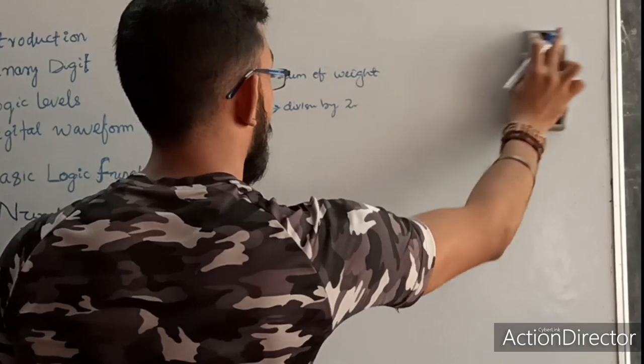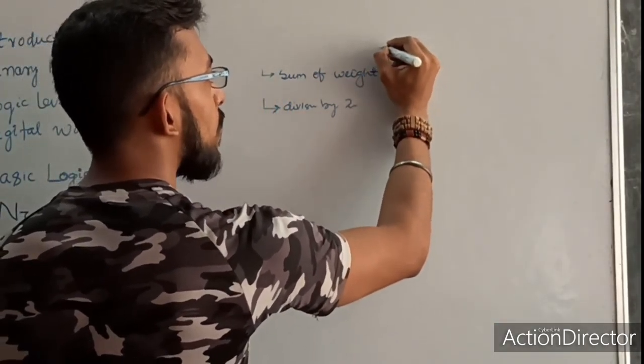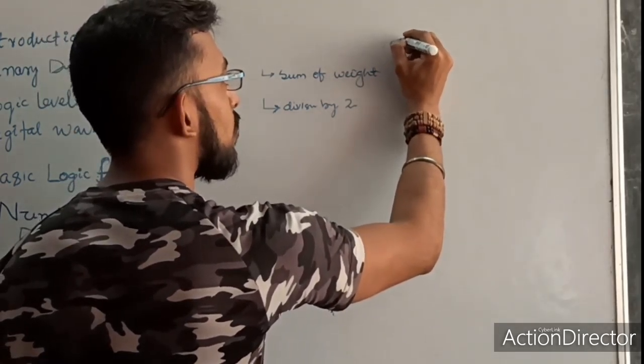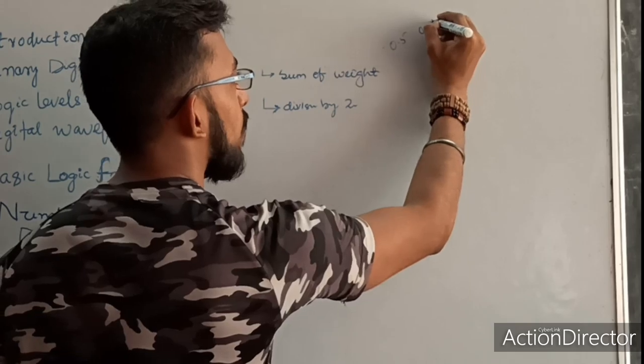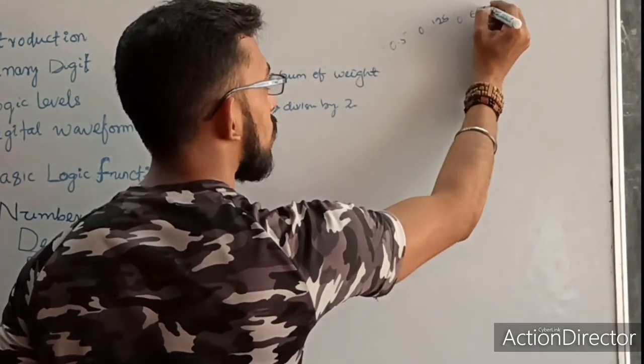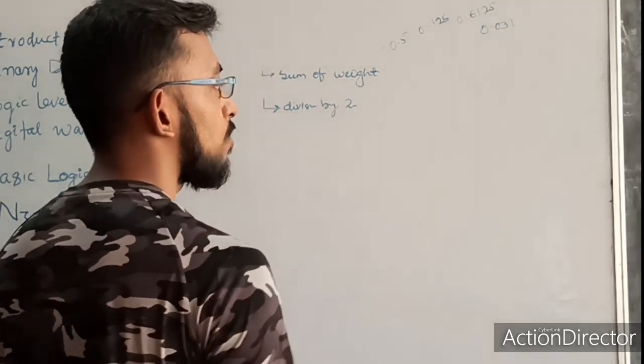For the fractional values also, these two same methods will follow. That is the sum of weights. After the decimal point, what are the weights that are present? That is 0.5, then 0.25, then 0.125, then 0.0625, then 0.03125, like these values are there.